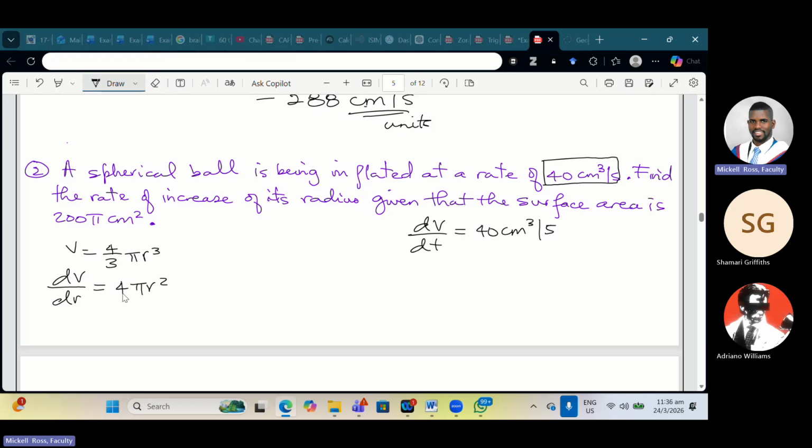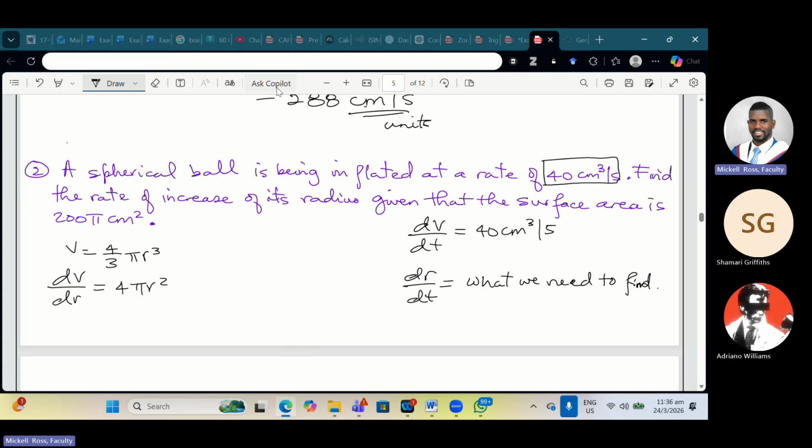So what is it that we know? We know how the volume is changing with respect to the radius, and we know how the volume is changing with respect to time. They are asking us to find, notice what they ask us to find, the rate of increase in the radius. Now, if you ask about rate of increase in the radius, what is it that you want to find? You want to find the change in the radius with respect to time. So you need to know how the radius is changing with respect to time. All right, so that is what you're looking for.